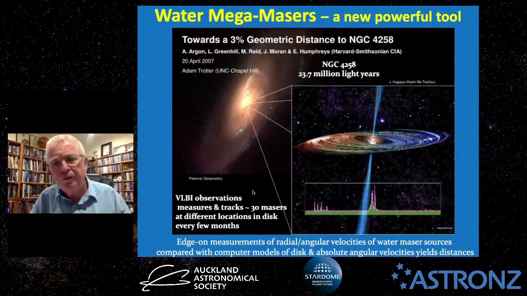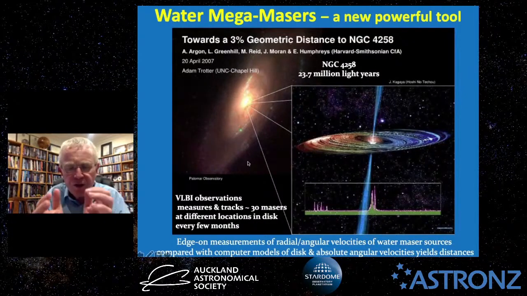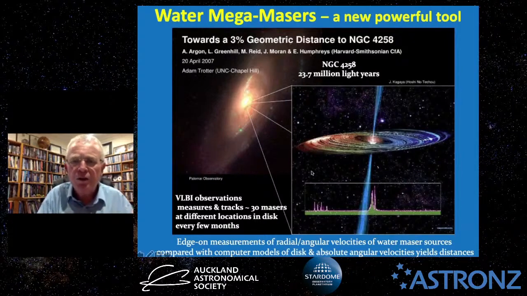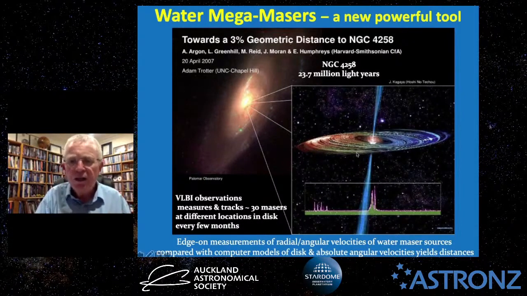So now they can focus on one galaxy in particular that has proved to be very, very useful, NGC 4258. Its distance has been quoted at about 23.7 million light years. They were able to measure and track about 30 of these masers, these highly energetic regions of water emitting intense microwave wavelength light at different locations within the disk. They monitor, measure and track them, and of course they go back and do it every few months to get an idea of the angular velocity, or the way that things are moving around within the disk.